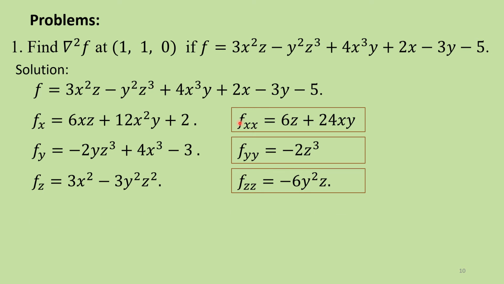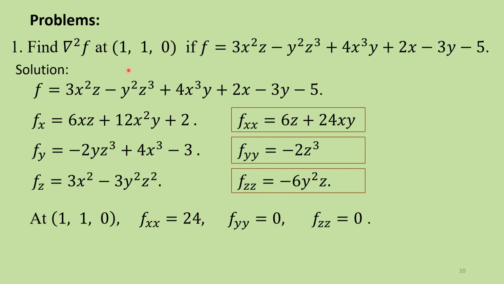So del square f means fxx plus fyy plus fzz. But since it is at (1, 1, 0), let me substitute the values of x, y, z as 1, 1, 0. So we get fxx, after substituting x equal to 1, y equal to 1, z equal to 0, that is 0 plus 24 into 1 into 1, that is 24. Fyy at z equal to 0 is 0. Fzz at z equal to 0, again it is 0. So I have del square f is fxx plus fyy plus fzz, which is nothing but 24.